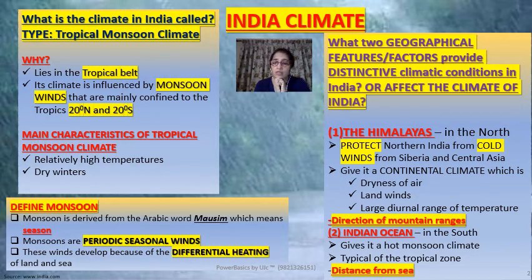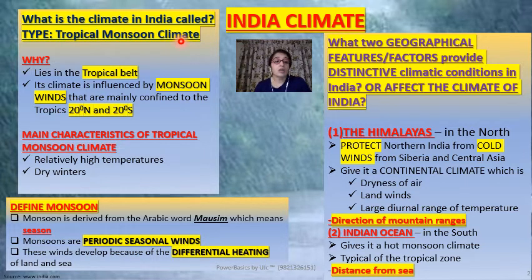Let us start with the first point to know. What is the climate in India called? What is the type of climate that India experiences? You will say, oh, we have summer, we have winter, we have monsoon, we have autumn, we have spring. Yeah, but this climate in India, because of its positioning on Mother Earth, has a name. It's called the tropical monsoon climate.